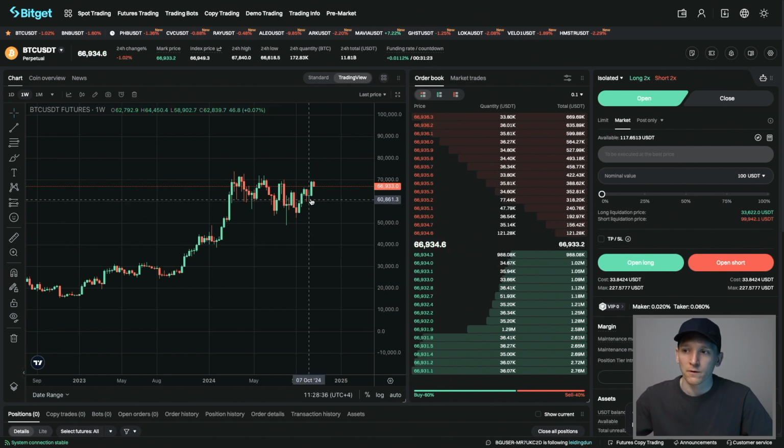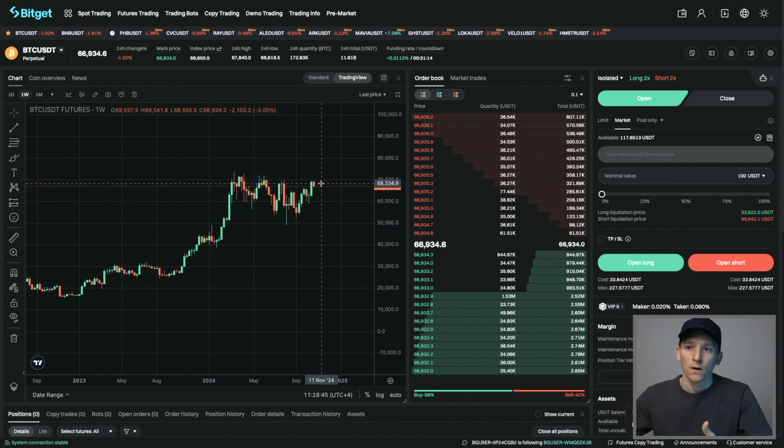So what we want to do is go long here at this price, 66,934. I'm going to trade a market order and we're going to get in here. Now, what is the typical loss that I can make here that would be moving against me?